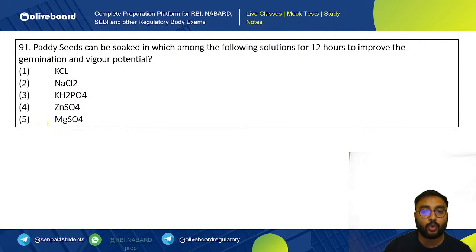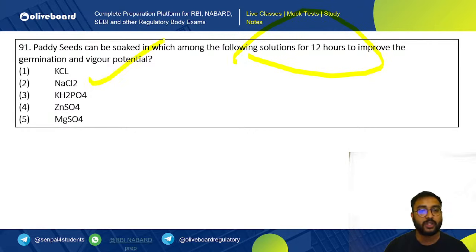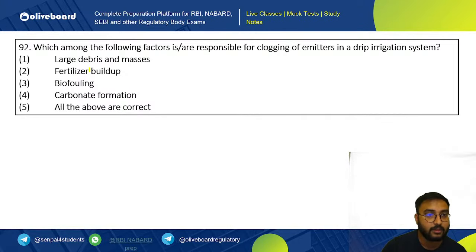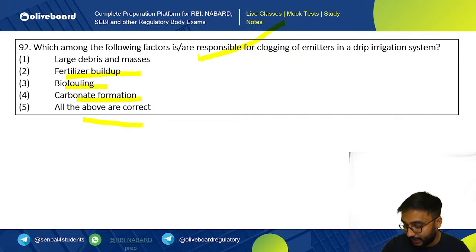Paddy seeds can be soaked in which of the following solutions for 12 hours to improve the germination and vigor potential? The paddy seeds or rice seeds are actually soaked in potassium chloride solution. So 1 will be your correct answer. Which among the following factors are responsible for clogging in emitters in drip irrigation? Large debris and masses, fertilizer buildup, biofouling, carbonate formation, all of the above. All of the above is your correct answer.